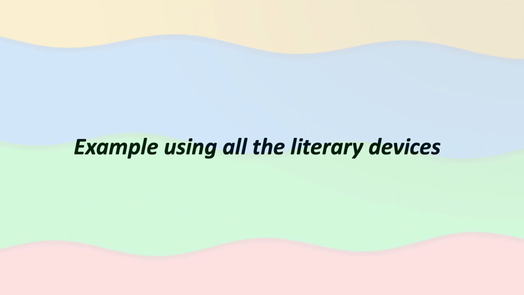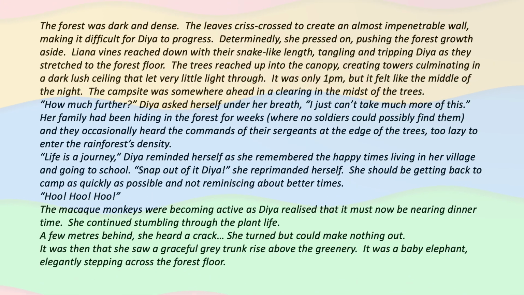Example using all the literary devices. The forest was dark and dense. The leaves crisscrossed to make an almost impenetrable wall, making it difficult for Dia to progress. Determinedly she pressed on, pushing the forest growth aside. Liana vines reached down with their snake-like length, tangling and tripping Dia as they stretched to the forest floor. The trees reached up into the canopy, creating towers culminating in a dark lush ceiling that let very little light through. It was only 1 p.m, but it felt like the middle of the night.